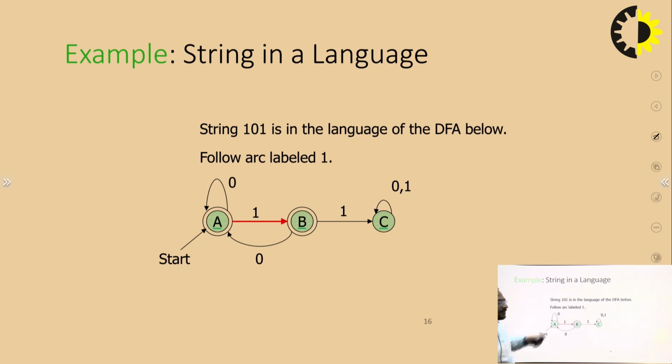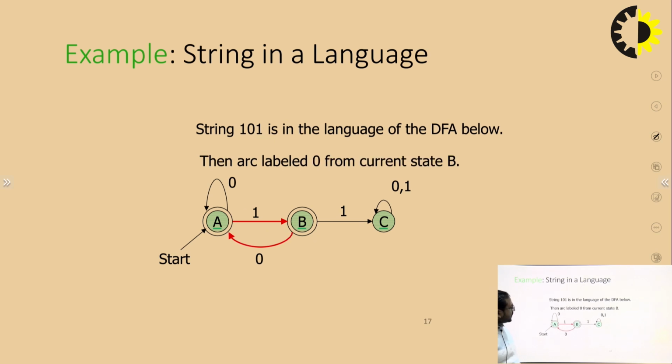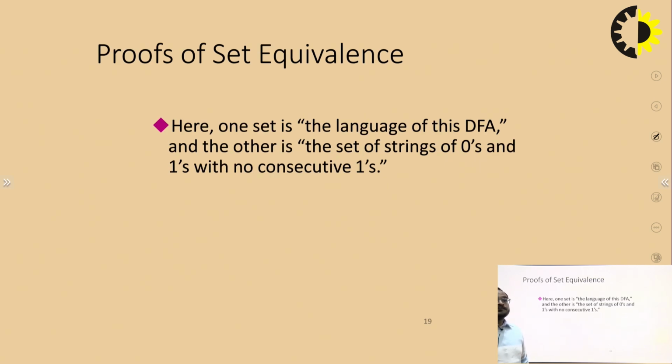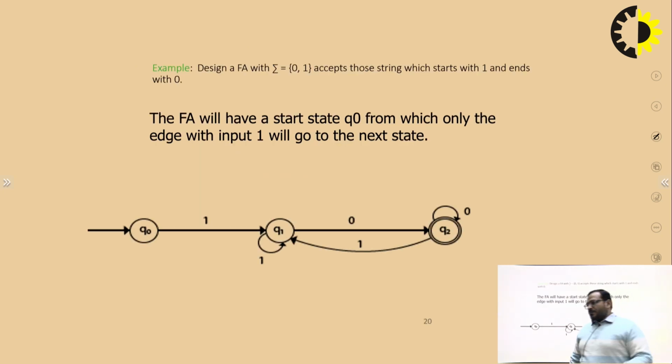One more example. Whenever input 1 is given, it travels from A to B, then giving 0, the string 10 is completed. Next 101, so now 101 is completed. Finally you reach B, and B is the final state. That means that string is accepted by that machine. Got my point? So we can say this is the set of strings of 0 and 1 with no consecutive ones. Now let's solve some problems.